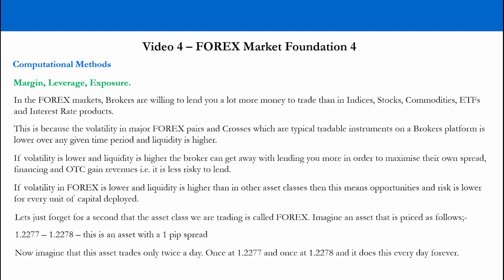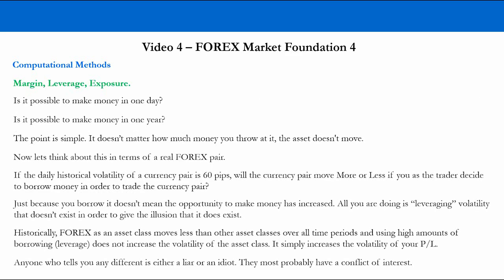And imagine that this asset just trades only twice a day. It trades on the bid at 1.2277, and it trades on the offer at 1.2278. And it does this every day forever. Well, if it does this every day forever, you have to ask yourself the question: is it possible to make money from this asset in one day? Is it possible to make money from this asset in 1 year? Well, of course not. The point's really simple. It doesn't matter how much money you throw at this asset, the asset just doesn't move.